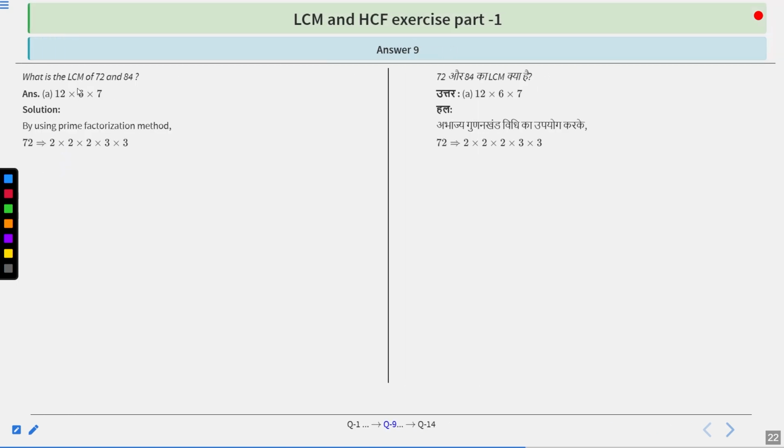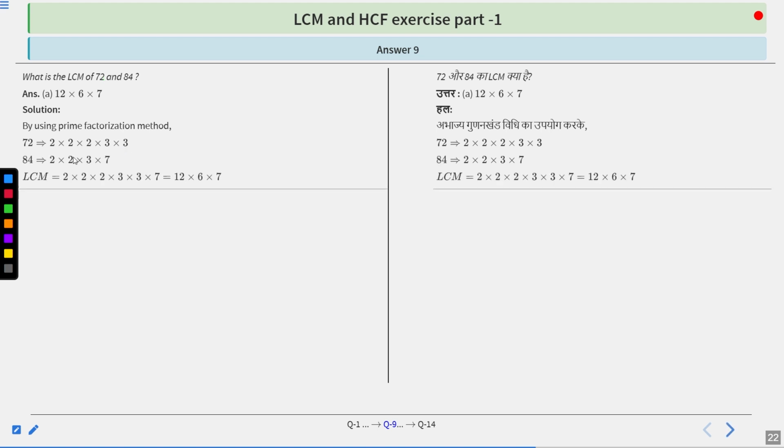Now, the prime factors of 72 can be 2 into 2 into 2 into 3 into 3. And the prime factors of 84 can be 2 into 2 into 3 into 7. To find the LCM, we will look for the highest power of every number. So the highest power of 2 present here is 3. That is why we have written 2 into 2 into 2. And the highest power of 3 is 2, so 3 into 3, and 7 is present only once, so into 7. 2 into 2 is 4, 2 times is 8, into 3 into 3 is 9, into 7, that can be written as 12 into 6 into 7. So option number A is the correct answer.